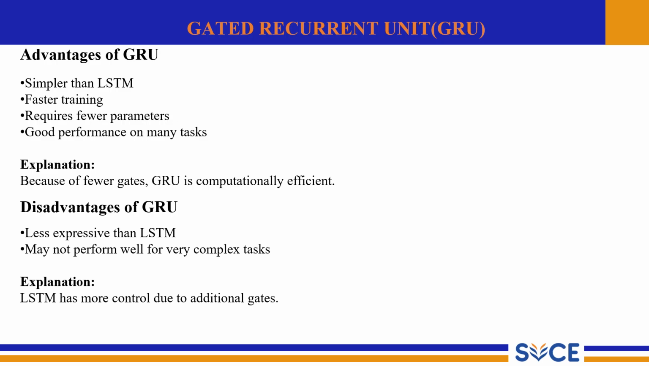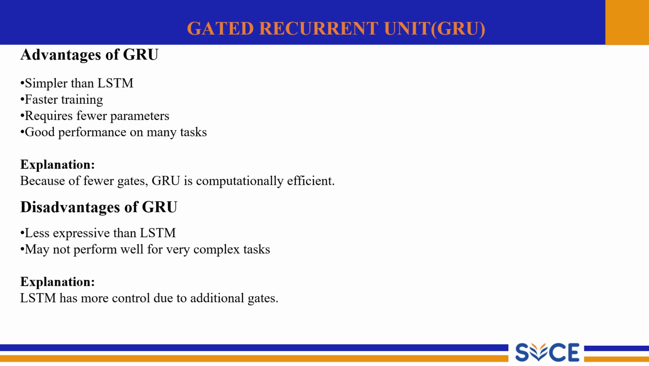And next comes the disadvantages. It is less expressive than LSTM. One limitation of GRU is that it is less expressive because GRU has a simpler structure and fewer gates. It has less fine-grained control over memory compared to LSTM. LSTM can separately control the input, forget and output, while GRU merges some of these operations, which reduces flexibility.